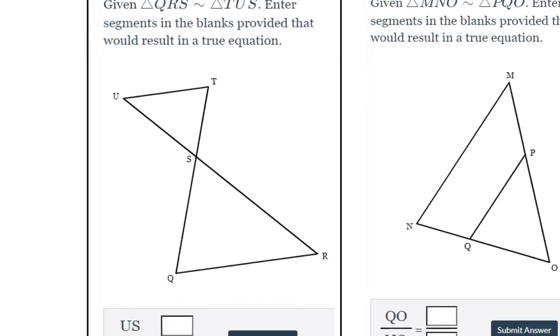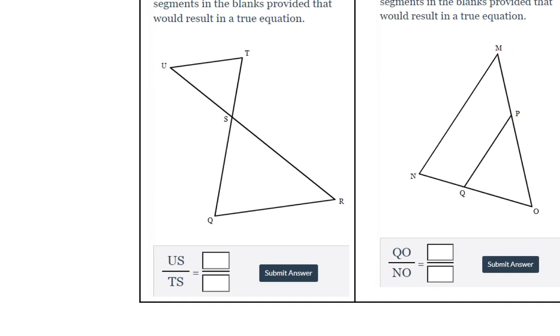So let's go ahead and kind of get into it right over here. All right, so on this one, this is called a bow tie. Okay, so when we see this type of bow tie, here's what we know. The parts opposite the vertex are proportional. Okay, the ones opposite those are proportional.